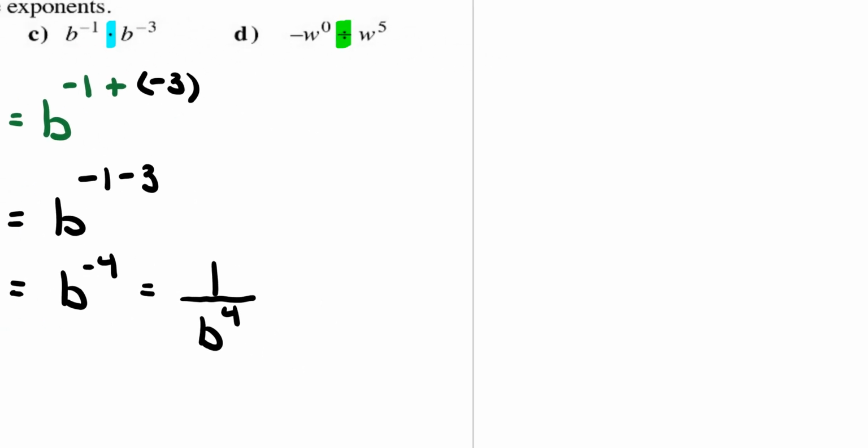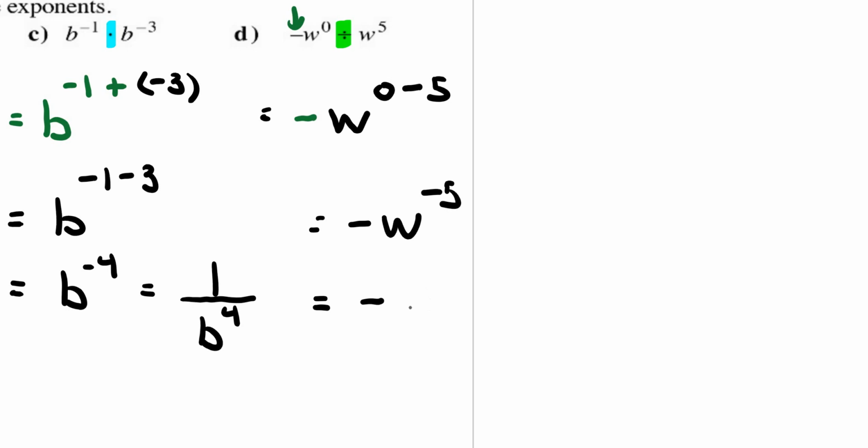Okay, moving on to letter D here. If we are dividing, we are subtracting the powers. So this is going to be w to the power of 0 minus 5. And then we have this negative sign, which is just tagging along. And if we continue here, this will be negative w to the power of negative 5. And you can write that as negative 1 over w to the power of 5. Okay, so this minus sign is just tagging along the whole time. Okay, let's keep on moving along here.